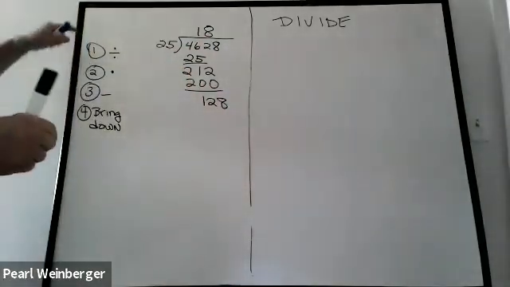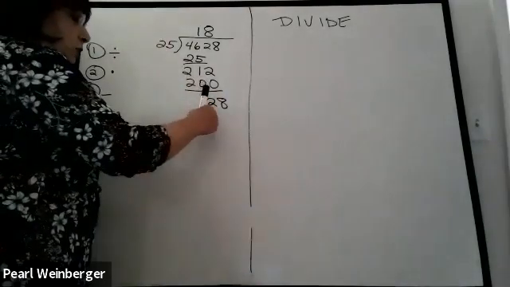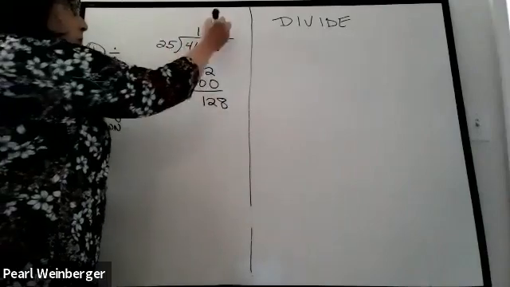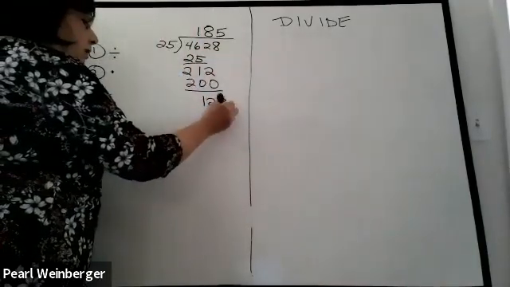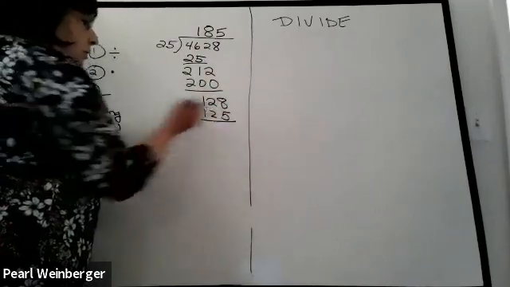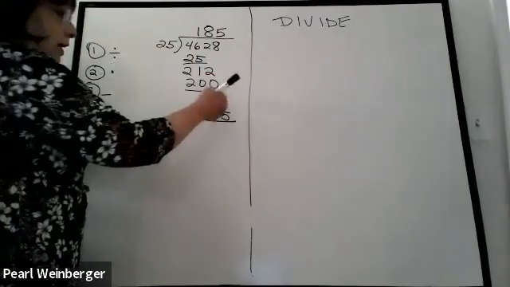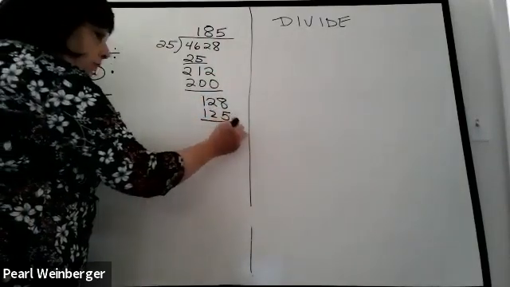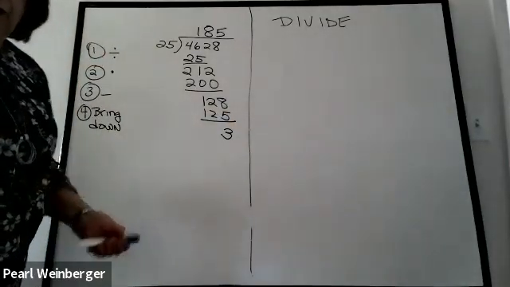And I go back to the first step again. 25 into 128 I think goes about 5 times. 5 times 5 is 25. 5 times 2 is 10, and 2 is 2. So that's 125. And I multiply, then I subtract. 128 minus 125 is 3. And there's nothing more to bring down.